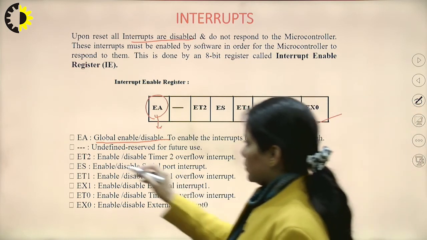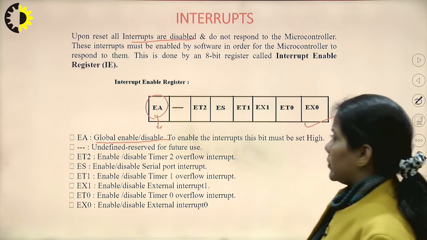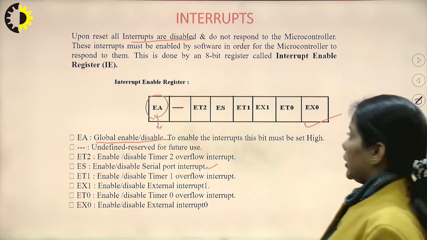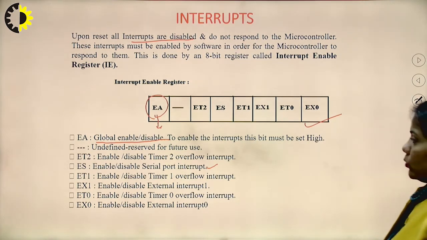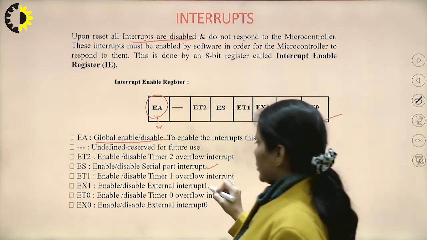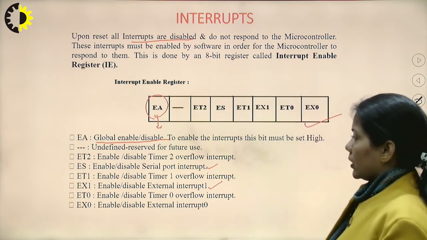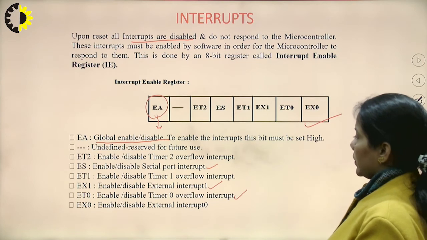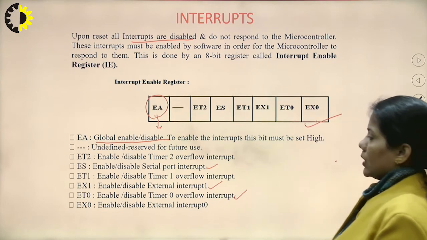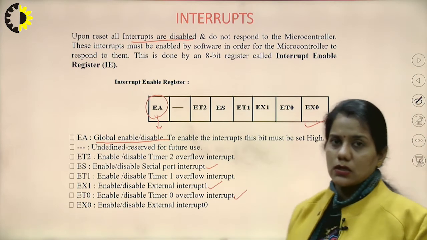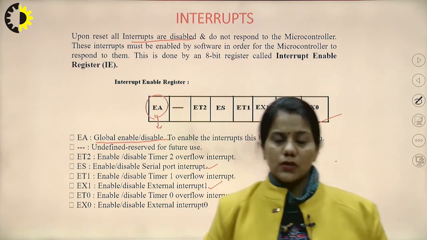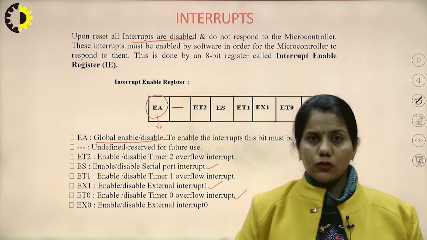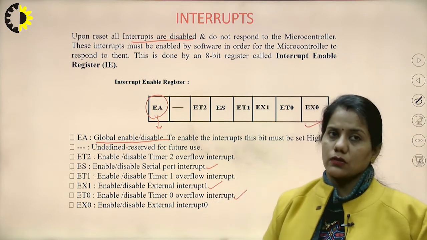Next is undefined. Then ET2, that is the enable or disable timer 2. ES, enable or disable serial port interrupt. ET1, enable or disable timer 1 overflow interrupt. Next, enable or disable external interrupt 1. Next, ET0 is timer 0 interrupt, enable or disable external interrupt 0 is the last one. So in this way, there is each and every bit for different interrupts available, and we can disable or enable these interrupts through programming using this software, using this register.